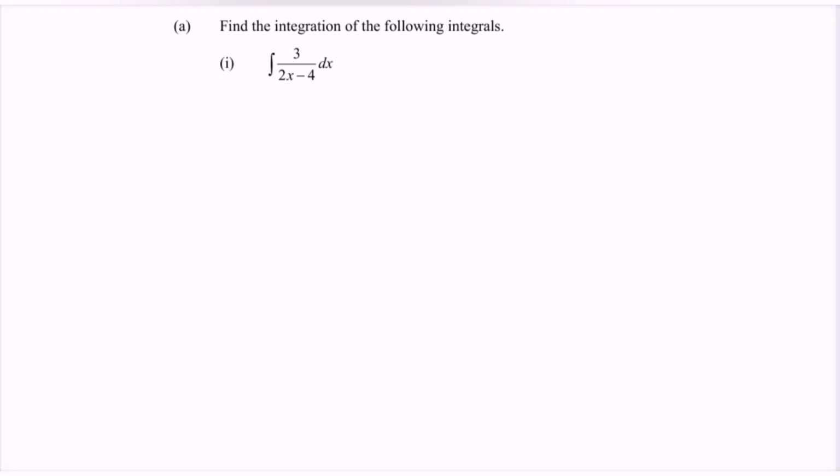Hello everyone. In this video, I'm going to discuss the example for integration. Kindly refer to the question. Find the integration of the following integrals. Here we have question number 1. Integrate 3 over 2x minus 4 with respect to x. So this one will be the direct method. So 3 integrate 1 over 2x minus 4 with respect to x.